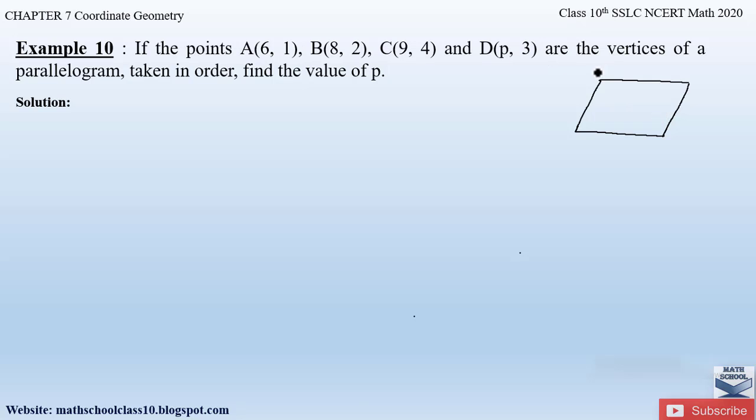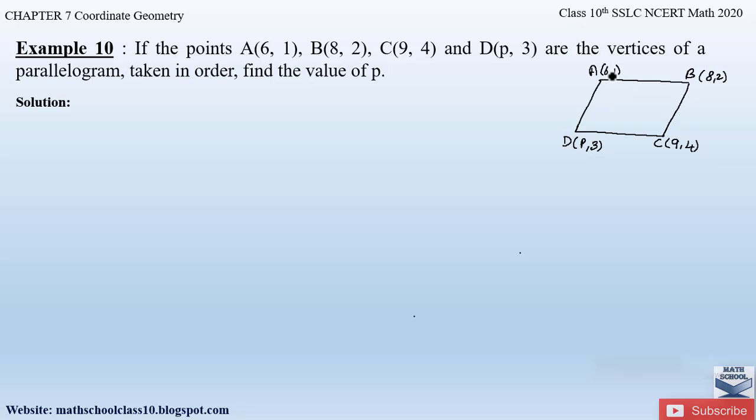Let us take the points here, A given by coordinates 6, 1, and we have to take them in order. That is, we have to take A, B, C and D. We cannot take point A here, point B here, or mix like that. Either we have to take A, B, C, D in a clockwise direction or anticlockwise direction. So let us take them in order. Let point A be 6, 1 here. Point B is given as 8, 2. Point C is given as 9, 4 and point D is P, 3.